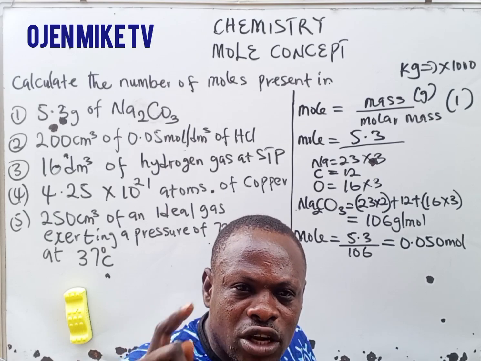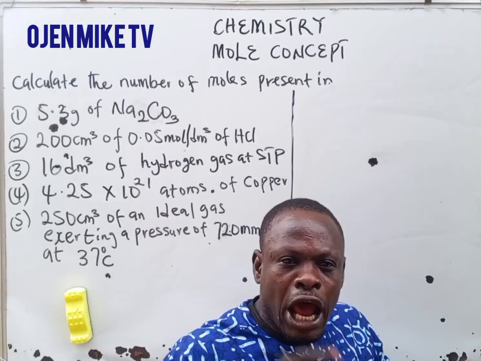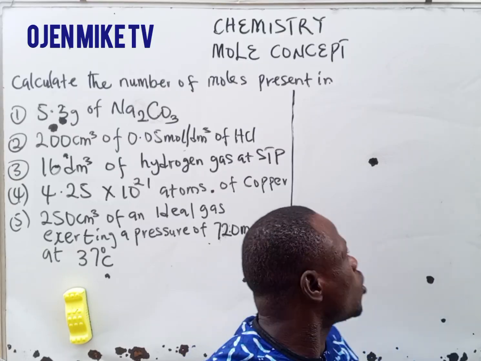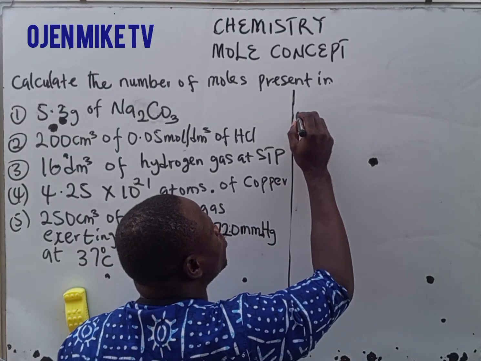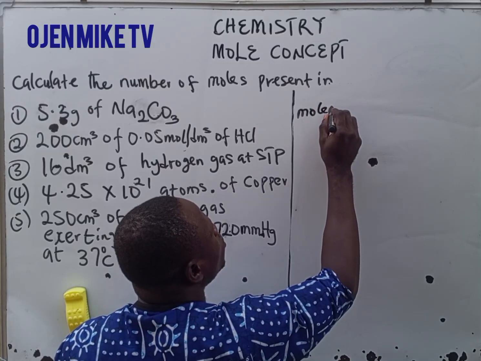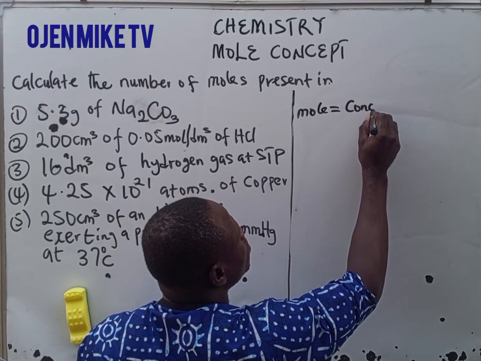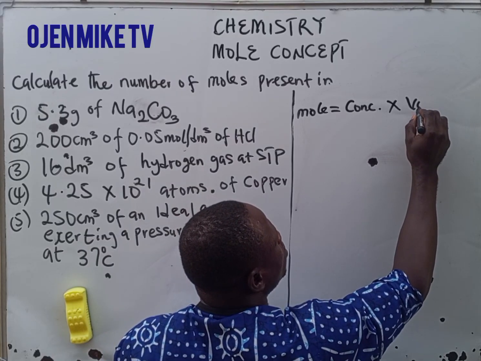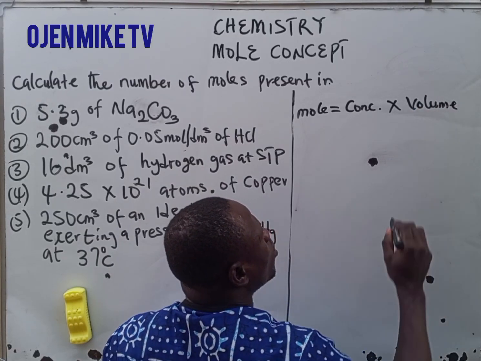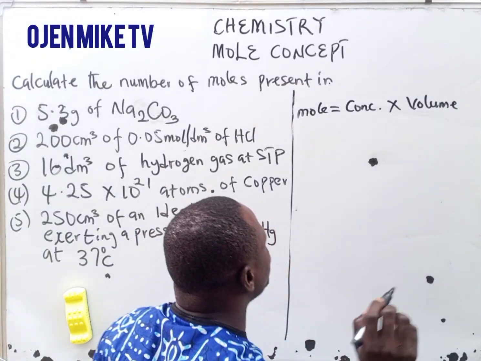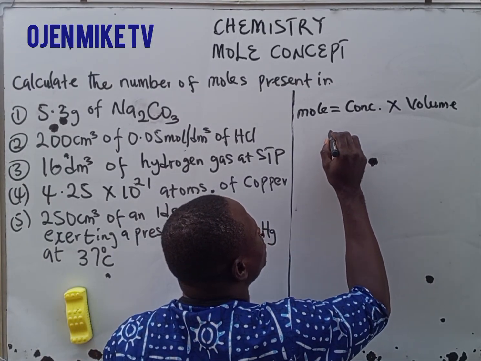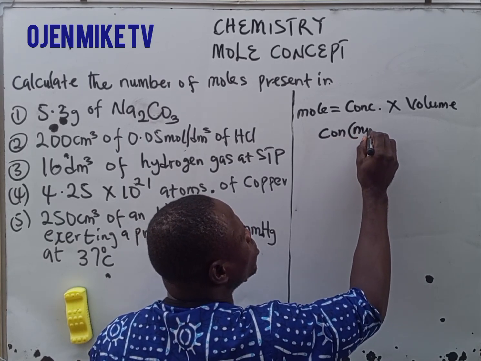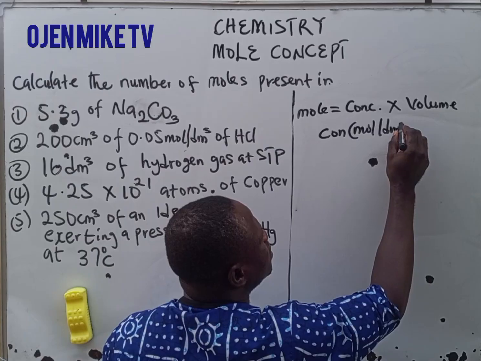The second way you can calculate your mole, now watch out. When you are asked to calculate the mole of a solution, how do you calculate it? Mole is equal to concentration multiplied by volume. Remember, concentration must be in moles per dm cubed.